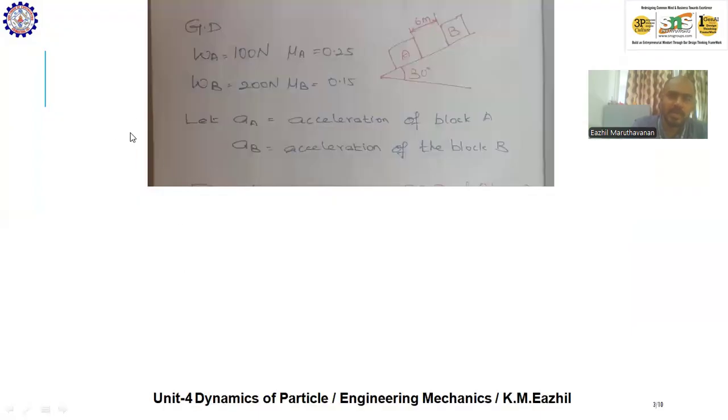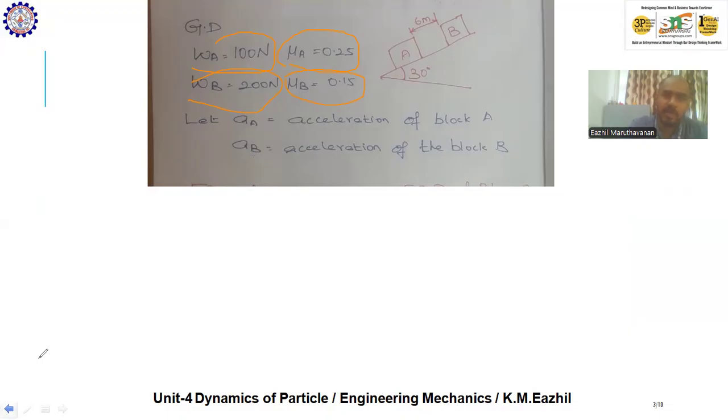This was given. The weight of block A is 100 Newton. Weight of block B is 200 Newton. The coefficient of friction between the block A and plane, we can write it as mu A, is 0.25. The coefficient of friction block B and the plane is 0.15. For solving the problem, we have to assume the acceleration for block A, let it be small a suffix capital A. For block B, small a suffix capital B.